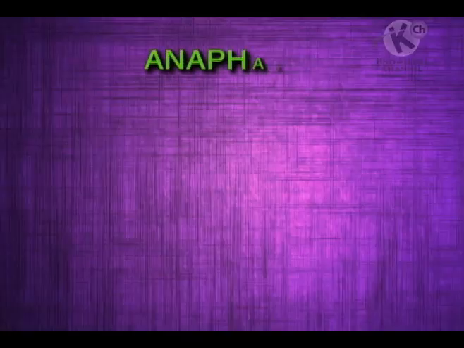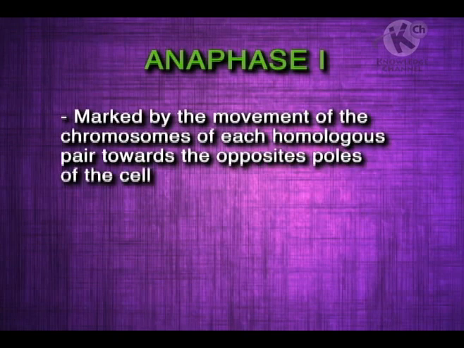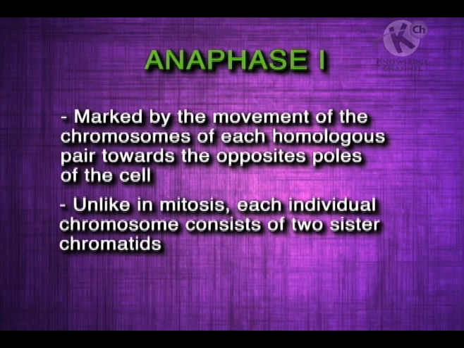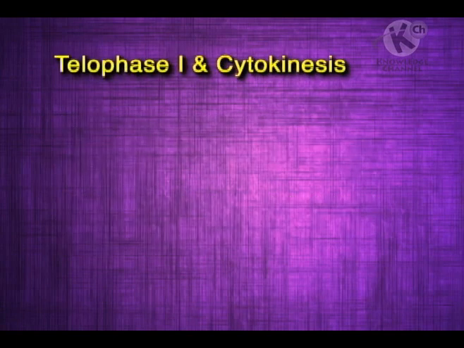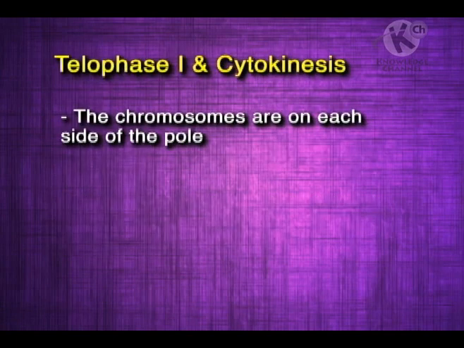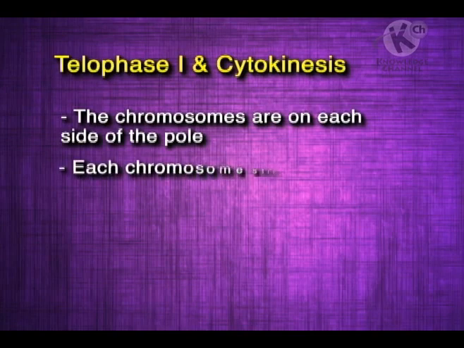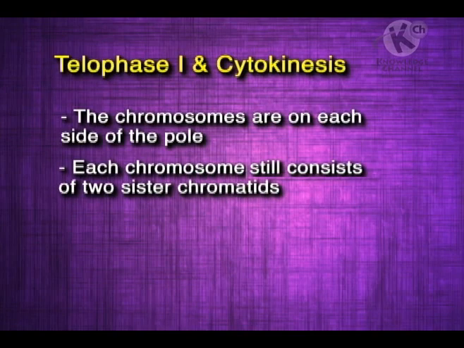Ma'am, of the 4 phases of mitosis, anaphase is the shortest. Is it the same for Anaphase 1 in meiosis? Yes, it is. Anaphase 1 is marked by the movement of the chromosomes of each homologous pair towards the opposite poles of the cell. Unlike in mitosis, each individual chromosome consists of 2 sister chromatids. During telophase 1 and cytokinesis, the chromosomes are on each side of the pole. Each chromosome still consists of 2 sister chromatids.